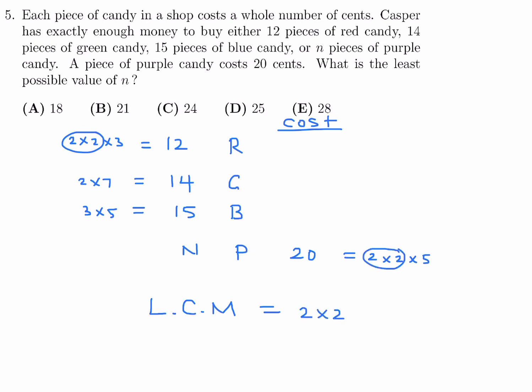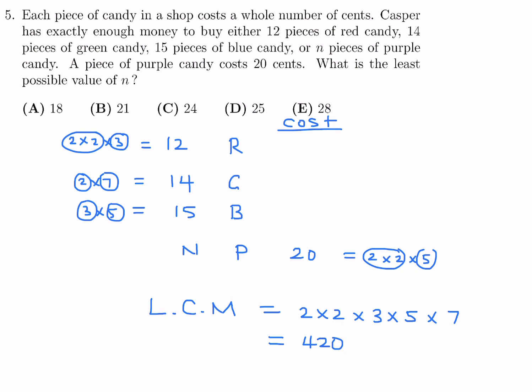Okay, so that takes care of the 2's. 3 is the next one. 3 appears only once at maximum, so that appears once. And then 5, that appears only once in each individual number. And then 7 only appears once. So this is the LCM: 2 times 2 times 3 times 5 times 7, that's 420.